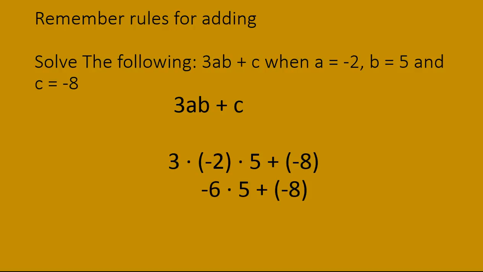So we're going to start off with 3 times -2. 3 times -2 gives us -6. Everything else remained the same. In our next step, we have -6 times 5. Negative times a positive gives you a negative again. And now we've finished all of our multiplying. Now that the multiplication is finished, we can then add.